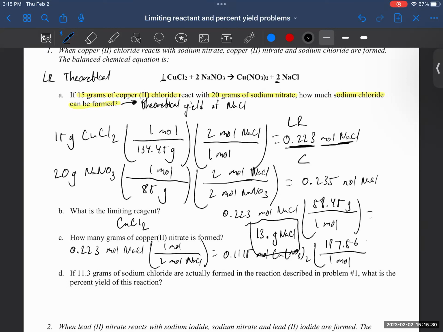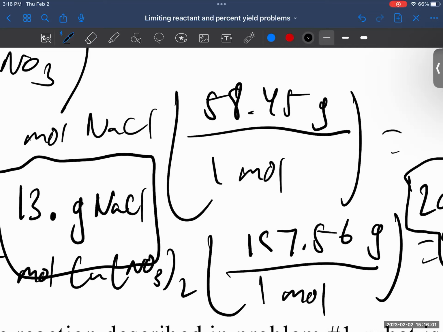Right. 187.56. Yeah, 187.56. I'm told I have great handwriting. 187.56. Let's get that a bit quicker. All right, is that a bit more legible? All right, then you get 20.91 grams of copper 2 nitrate.